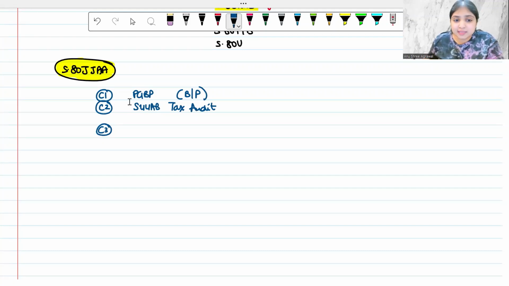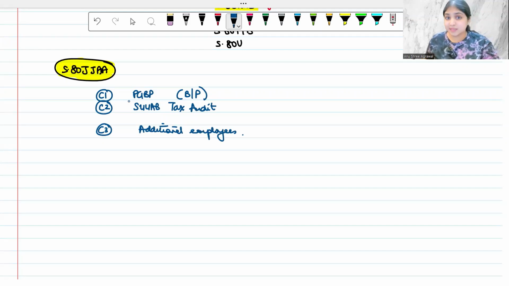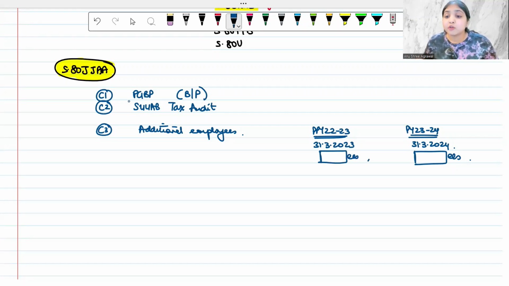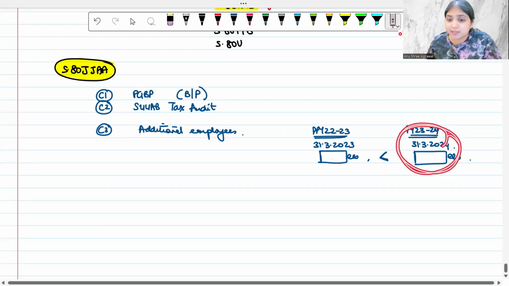The third condition is that the assessee must be having additional employees. Now, what do you mean by additional employees? Additional employees means if you look at the current year last day, like for our examination, our previous year is 23-24, right? So what is 23-24 last day? 23-24 last day would be 31st March 2024. So 31st March 2024, how many employees do we have? And we look at the preceding previous year. What's the preceding previous year? 22-23. 22-23, what's the last day? 31st March 2023. On this date, how many employees do we have? So if you look at 23-24 last day employees, this should be more than 22-23 last day employees. So in the current year, the number of employees should be more than the last year's employees.